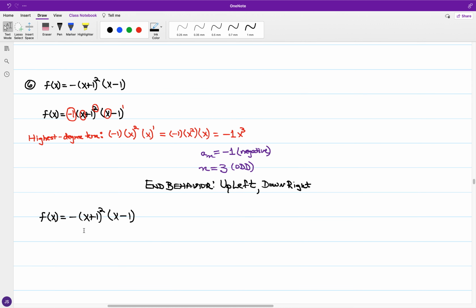Okay, so you're going to have x plus 1 raised to the second power, and for x minus 1, that's just raised to the first. For the zeros of f of x, with x plus 1, we have x equal to negative 1, and with x minus 1 set to 0, we have x equal to 1.